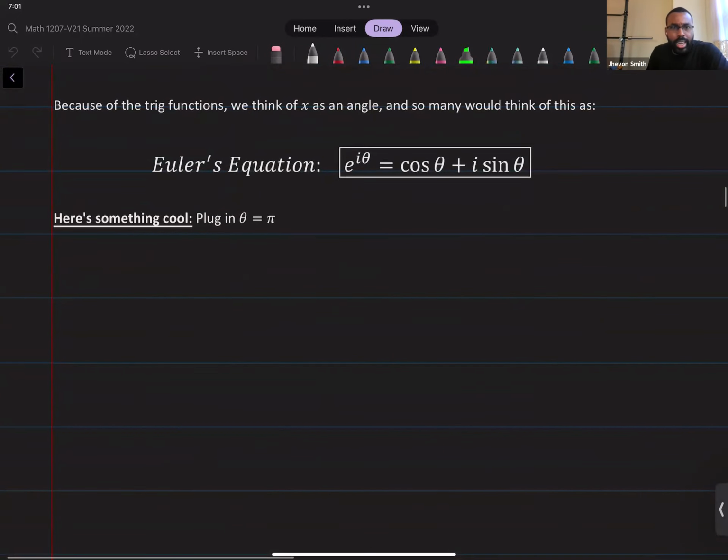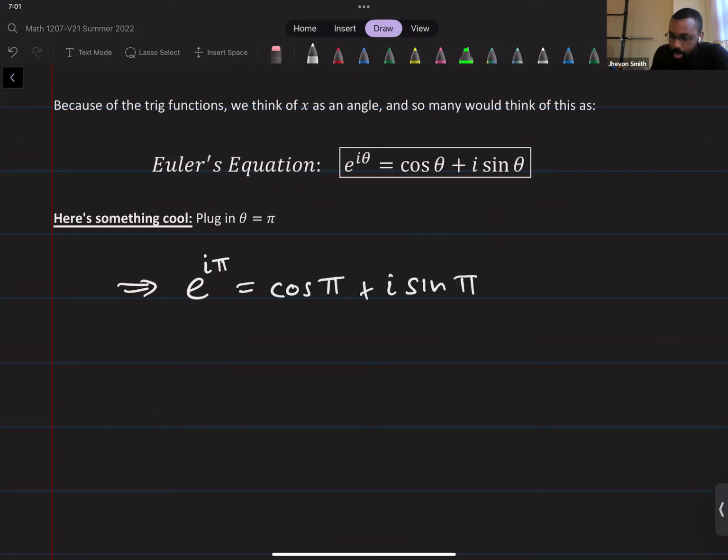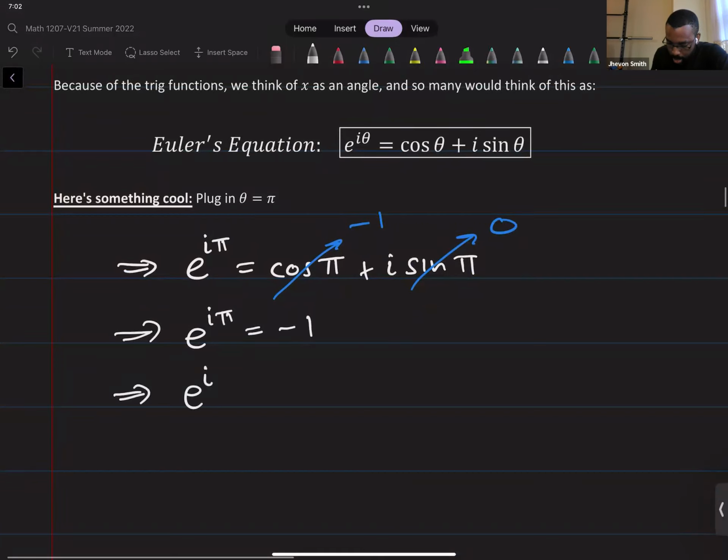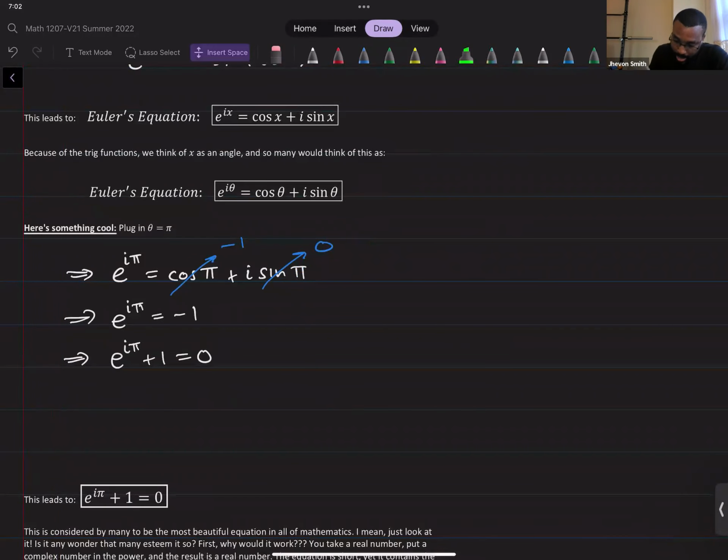Now, here's something really interesting about Euler's equation. What would happen if you plug in theta equals pi? This would give you e to the i pi, which is cosine of pi plus i times sine of pi. Now, sine of pi is 0. Cosine of pi is -1. So you would get e to the i pi equals -1. Or in other words, e to the i pi plus 1 equals 0, which is a very interesting equation. It actually has a name.